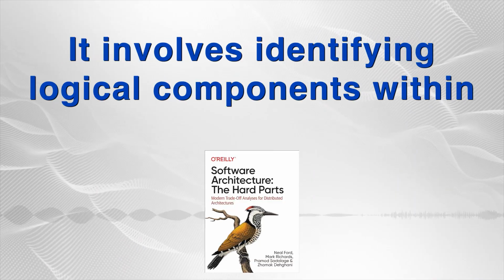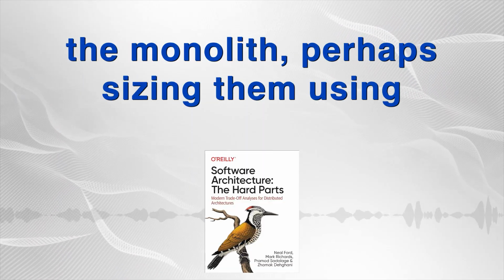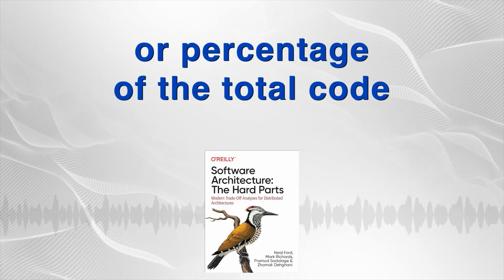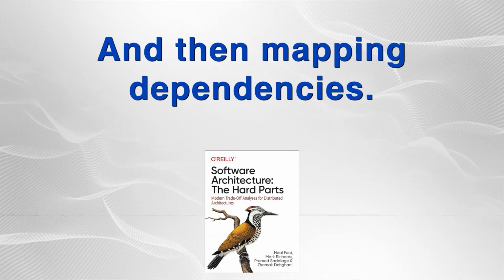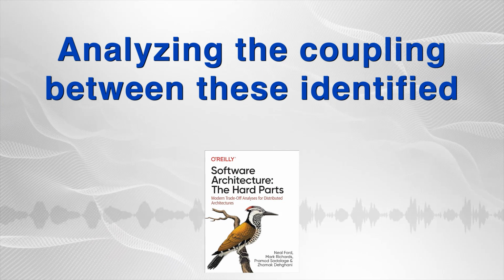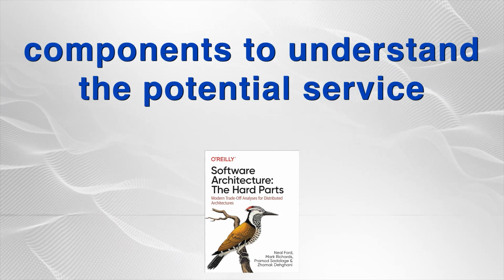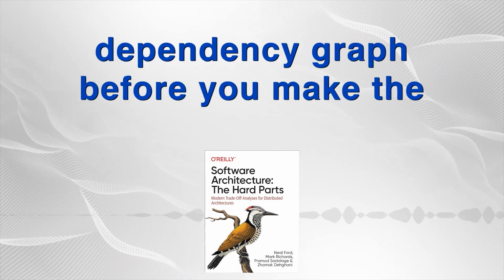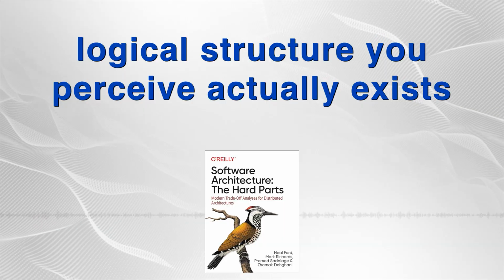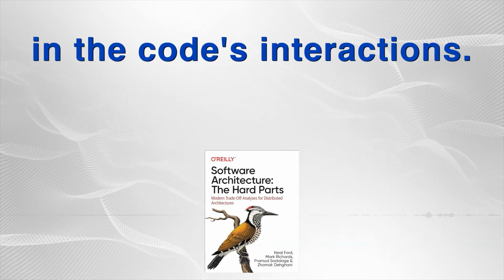What does that involve? It involves identifying logical components within the monolith, perhaps sizing them using metrics like source lines of code or percentage of the total code base. And then mapping dependencies. Critically, yes. Analyzing the coupling between these identified components to understand the potential service dependency graph before you make the cuts. You need to verify that the logical structure you perceive actually exists in the code's interactions.